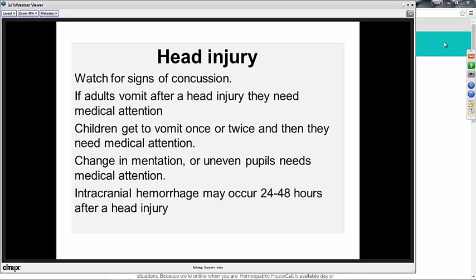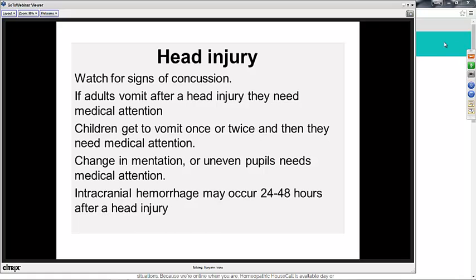Children can get 1 or 2 vomitings, and you don't need to worry about that. But after that, they need medical attention. So after I've said that, that's sort of around the problem that happened. So what you're looking for is change in mentation, that is to say their level of consciousness. You're looking for uneven pupils. That needs medical attention.